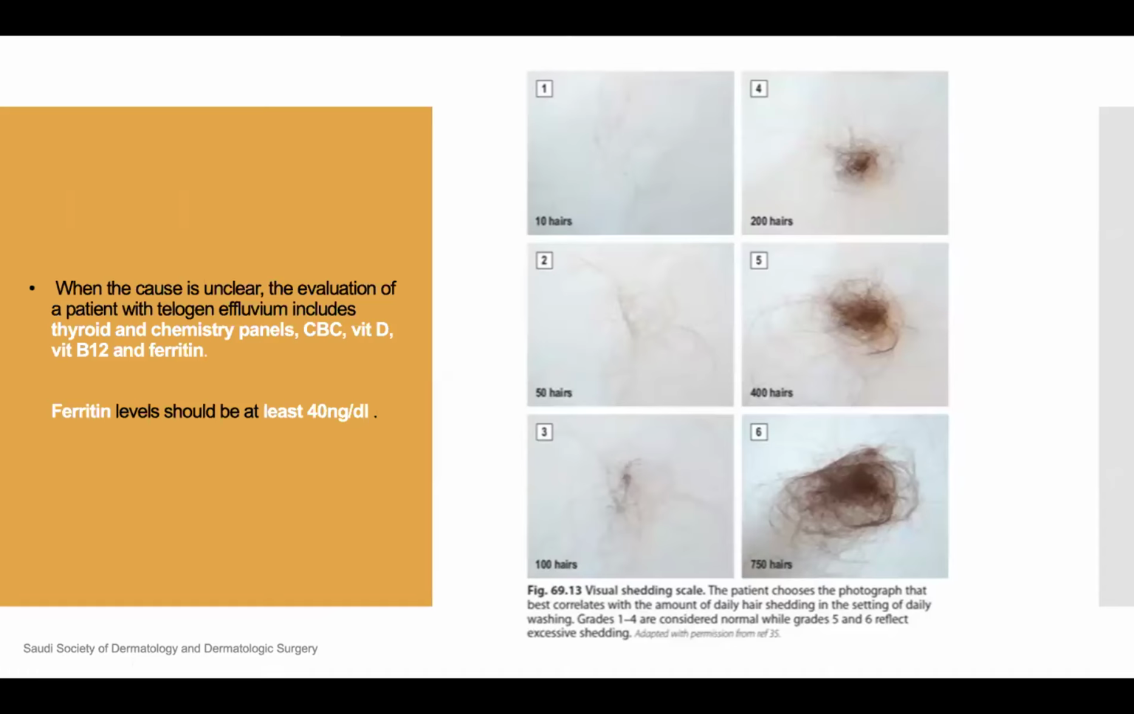So when the cause is unclear and the patient is not on medication, does not have any stress, was not admitted, for example, in the hospital, and had no surgical procedure or any illnesses, evaluation of the patient includes ordering a thyroid function test, chemistry panel, CBC, vitamin D, B12, and ferritin. And the ferritin level should be more than 40 nanograms per deciliter. And this is the visual shedding scale. We can show it to each patient. As we can see here, numbers 5 and 6 are considered abnormal or suggestive of telogen effluvium.